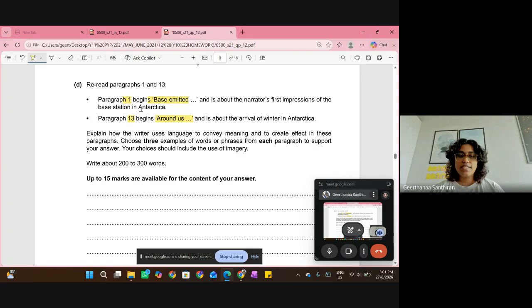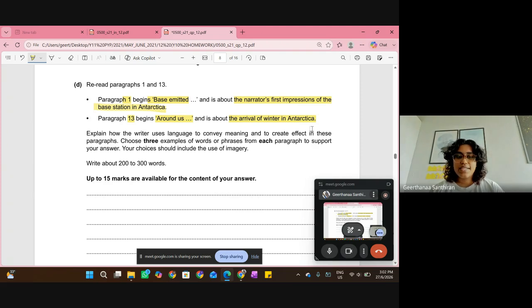So let's make sure paragraph 1 starts with "Base emitted", paragraph 13 starts with "Around us", right? So paragraph 1 begins "Base emitted" and is about the narrator's first impressions of the base station in Antarctica. This is very important. It is the writers of the exam, the examiners, their understanding of the first paragraph. And then paragraph 13 begins "Around us" and is about the arrival of winter in Antarctica. So this is really good. I'll tell you how you can use it in your answer in just a bit.